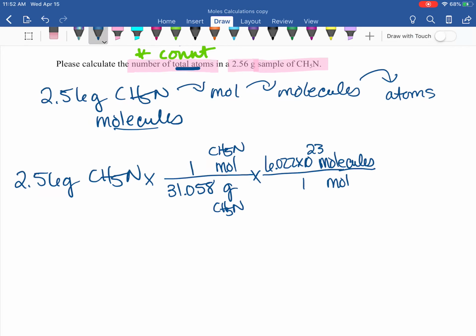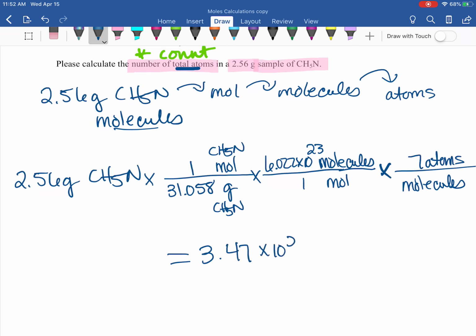So we need to add an extra step in here. For every one of those molecules, we've got 7 atoms. All right, let's plug that in on our calculator and let's see what we get. All right, 2.56 divided by 31.058 times 6.022 exponent 23 times 7. I am getting 3.474. Can I go ahead and round already? Times 10 to the 23rd total atoms.